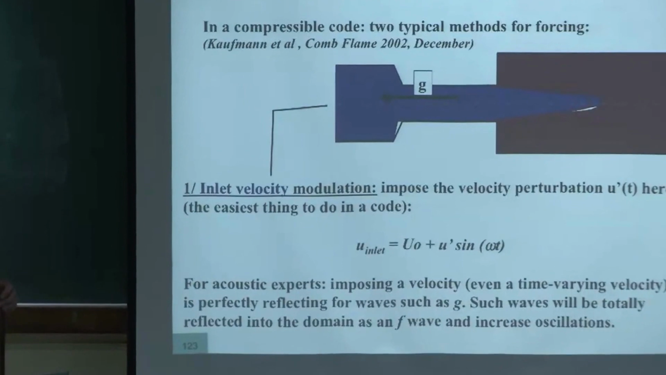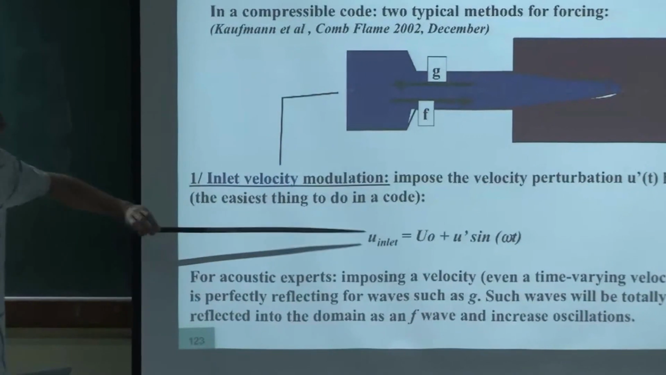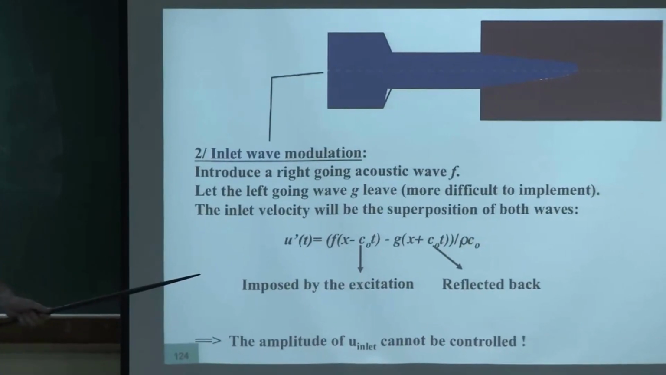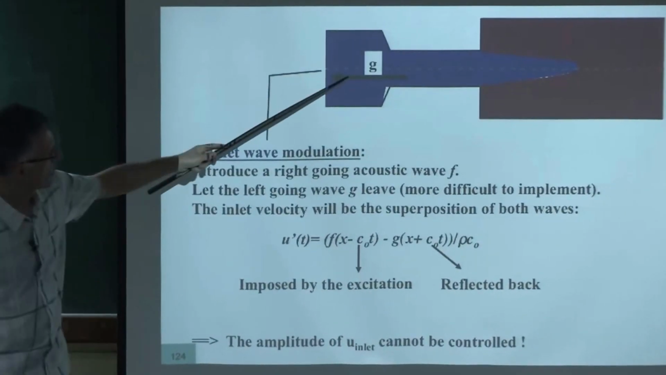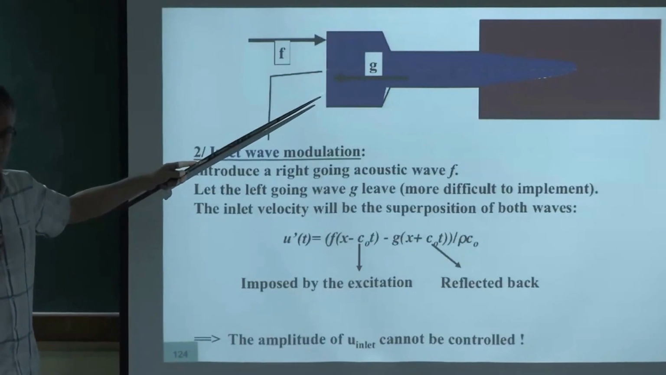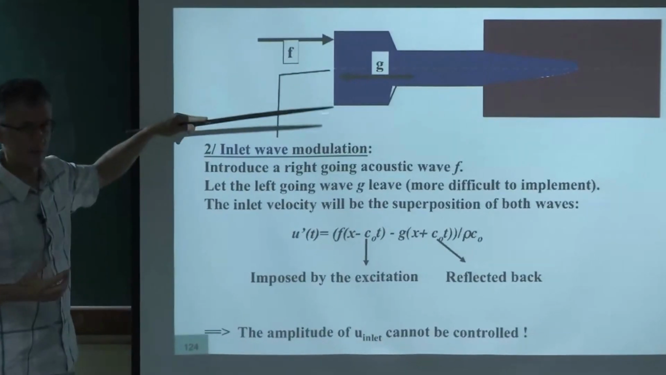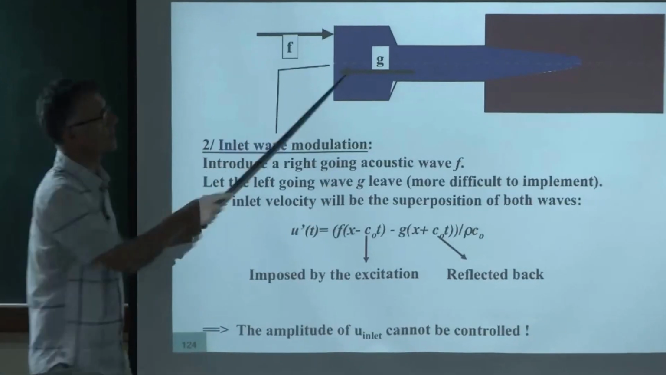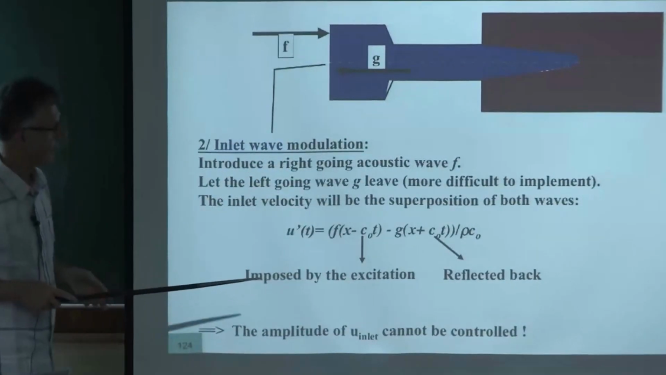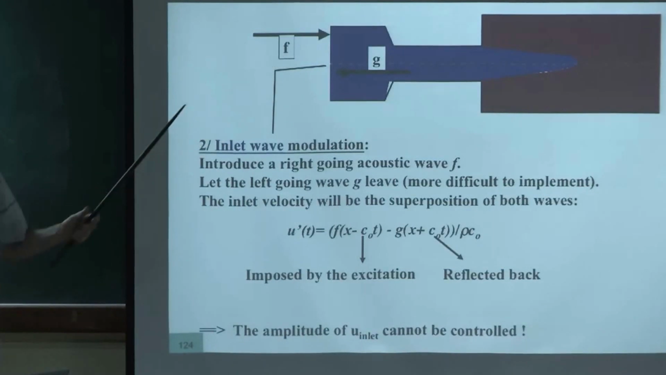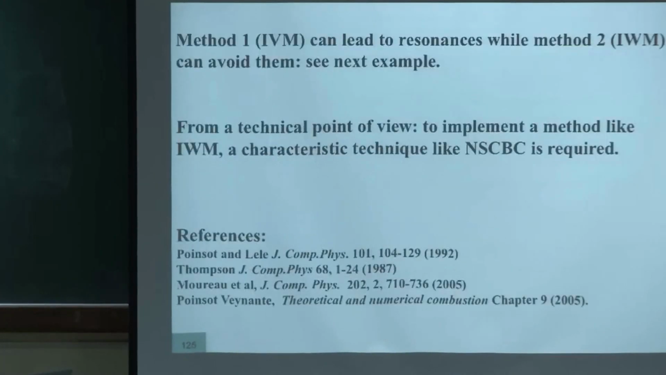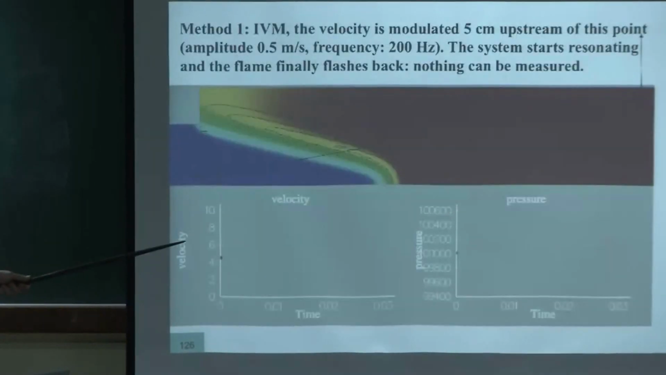In other words, you say that now I'm not going to impose the velocity, I'm going to impose the wave which is coming in. So I'm going to say that there's a wave F here which I can impose. Why? Because it's coming from the outside. The wave which is coming from the inside I cannot impose. It's going to be whatever reflected wave has to be there. And so this method is based on an NSCBC, and if you do that, as you will see in a second, it works much better. So let me just show you the comparison.